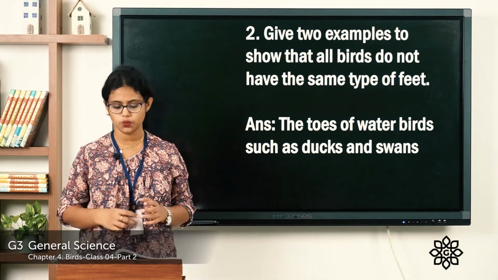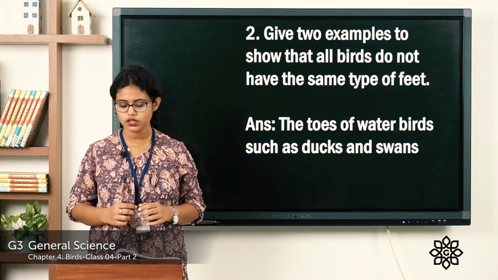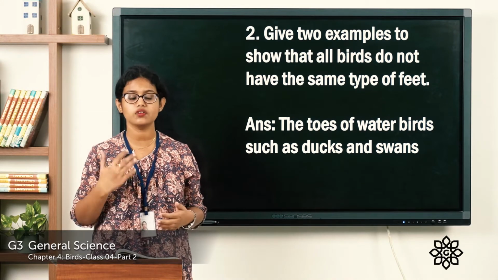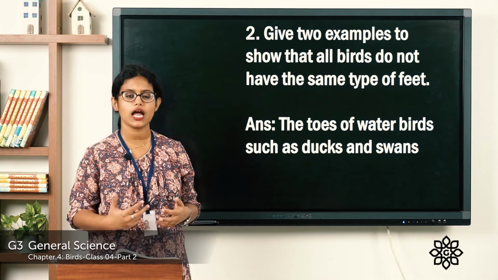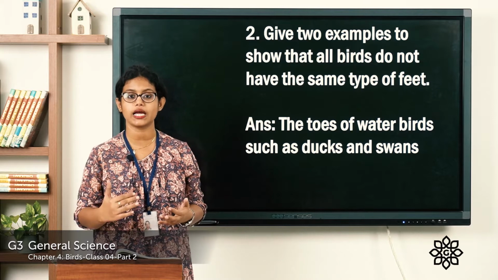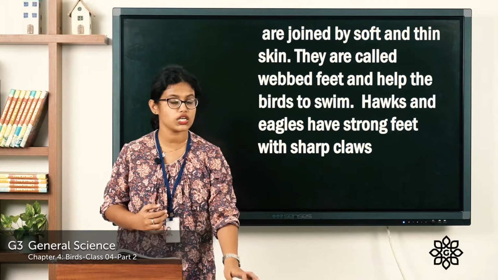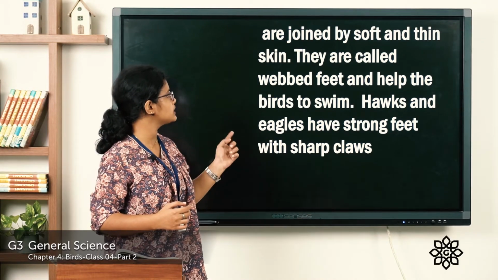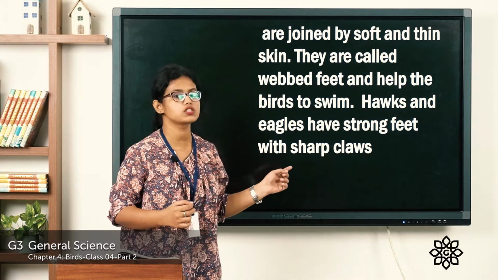Moving on to the second one. Give two examples to show that all birds do not have the same type of feet. So we learned that different birds have different types of feet. So let's have two examples to make it clear. Birds have different types of feet. The toes of water birds, such as ducks and swan, are joined by soft and thin skin. They are called webbed feet and help the birds to swim.